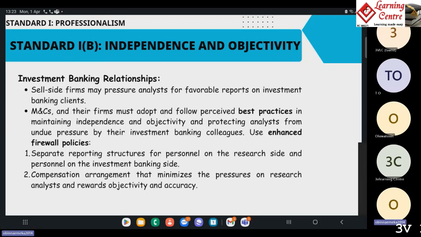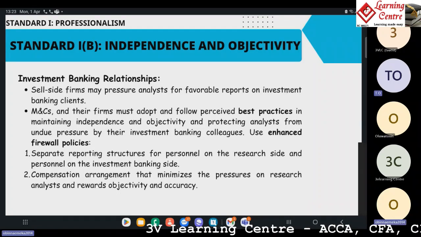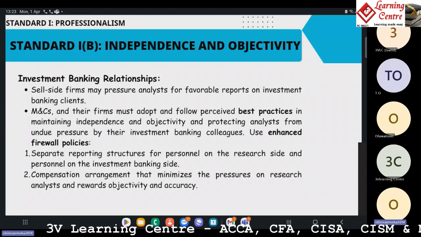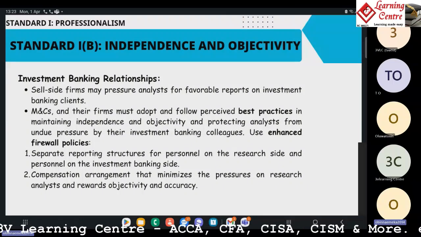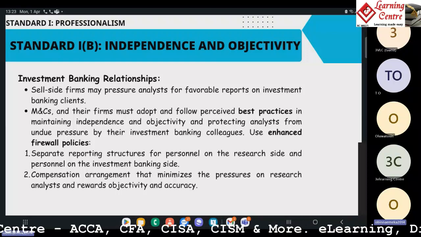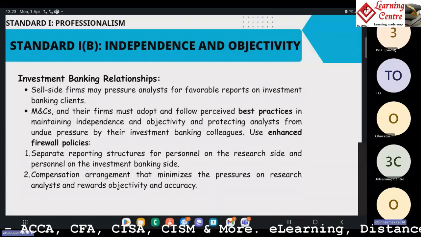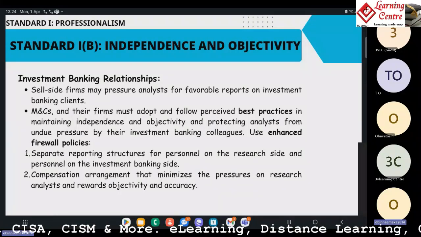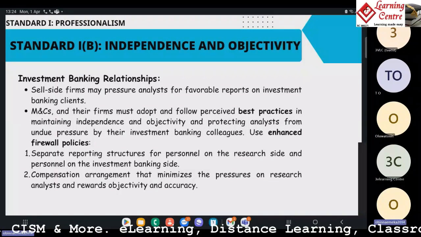According to this standard, if you're a member, you must encourage your firm to adopt and follow best practices in maintaining your independence and objectivity. So it's a joint thing. Since this pressure normally comes from within, the standard recommends that both the members and candidates and their firm come together and adopt and follow best practices to maintain their independence and objectivity, and also protect their analysts from undue pressure coming from these investment banking colleagues.